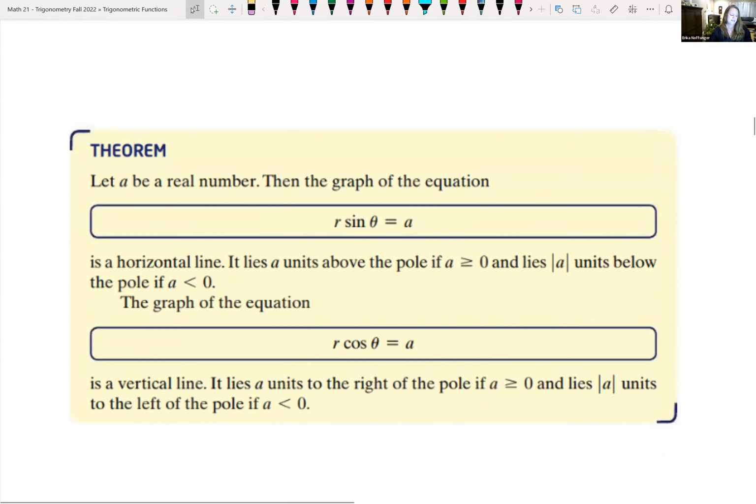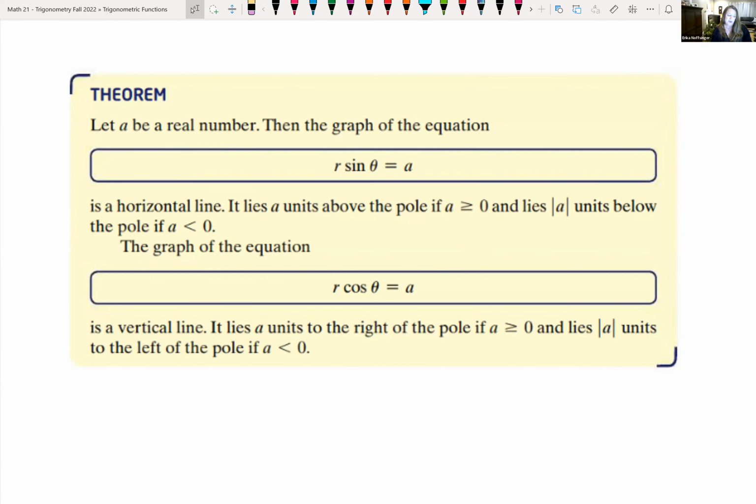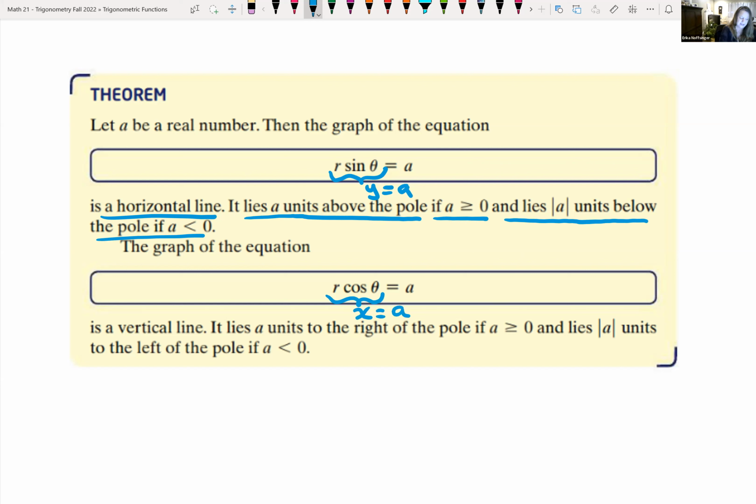So the following theorem states, let A be a real number, then the graph of the equation r sine theta equals A, which we said is the same thing as y equals A, is a horizontal line. It lies A units above the pole if A is greater than or equal to 0, and it lies absolute value of A units below the pole if our A value is negative. If we're looking at the graph of r cosine theta equals A, that's the same thing in rectangular coordinates as x equals A. This is a vertical line. It lies A units to the right of the pole if our value of A is greater than or equal to zero, and it lies an absolute value of A to the left of the pole if our A value is negative.